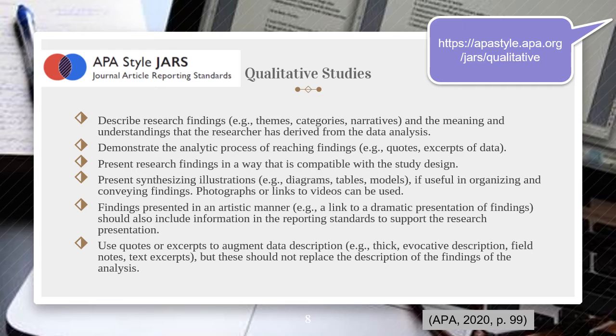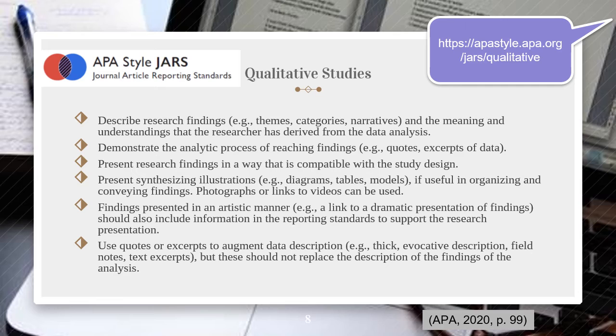As I noted earlier, there's no one-size-fits-all approach to writing a results section, and there are some critical elements to include based on the design that you've used. So let's take a look at the APA Journal Article Reporting Standards for qualitative studies. And these are the JARS, or Journal Article Reporting Standards, specific to the results section of qualitative studies.